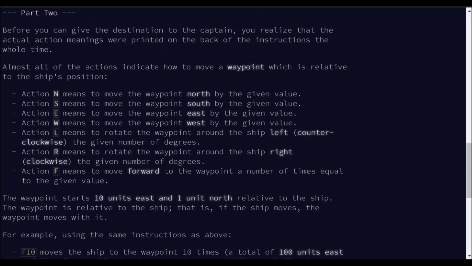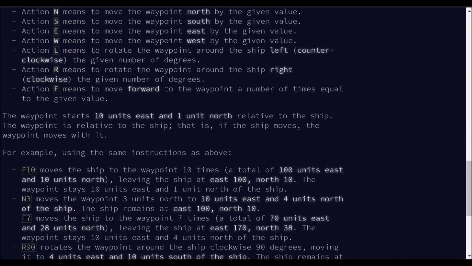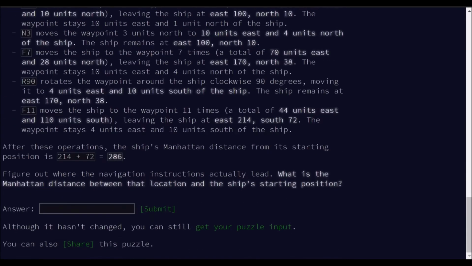Before you can give the destination to the captain, you realize the actual action messages were printed on the back of the instructions the whole time, or actual meanings. Almost all the actions indicate how to move a waypoint, which is relative to the ship's position. Rotate the waypoint around the ship by that amount, okay. This is such a dumb instruction set, okay. The waypoint starts, okay, and we're supposed to find out what the waypoint is? Got it.